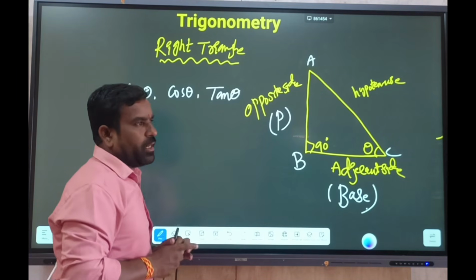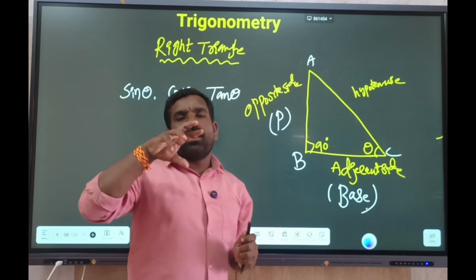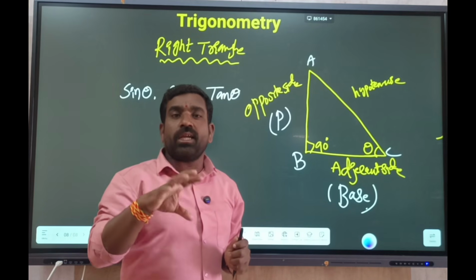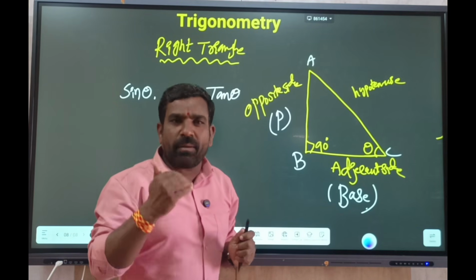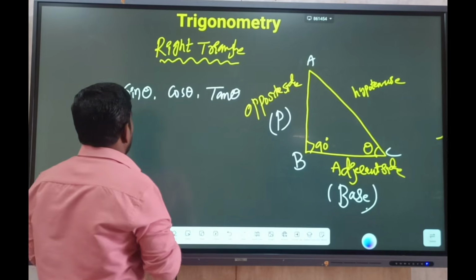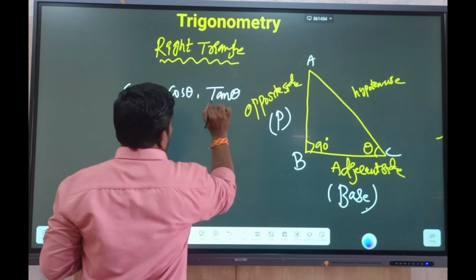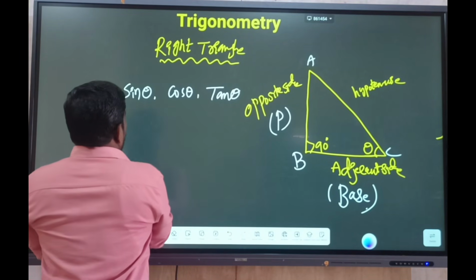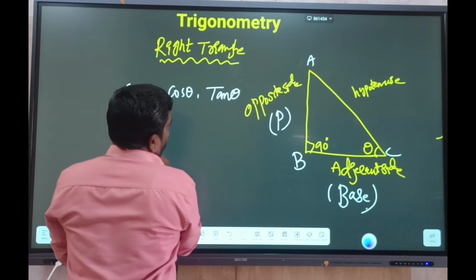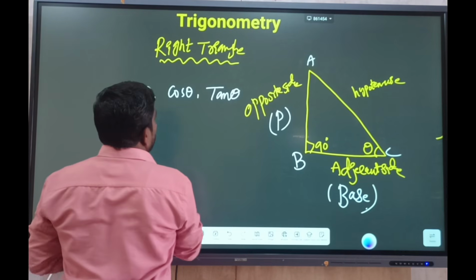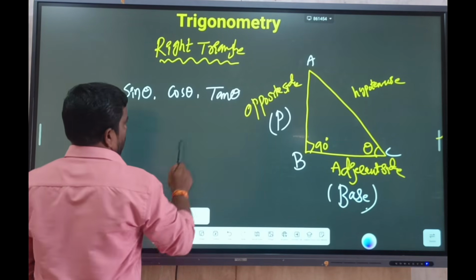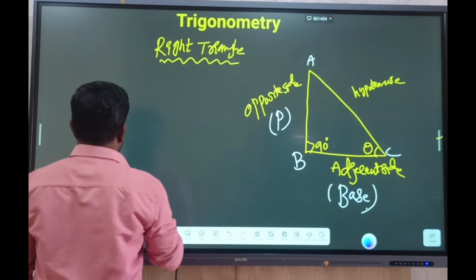It is most important. But actually, how many ratios are there in total in trigonometry? 6 ratios. But the primary ratios are 3. What are they? Sin theta, cos theta, tan theta. So now I am taking the sin theta formula first.